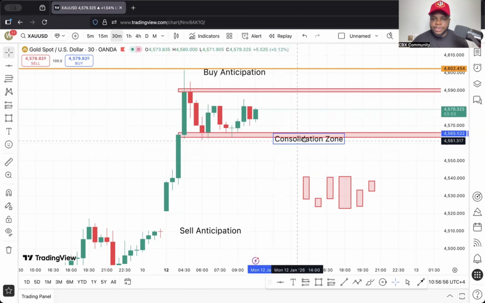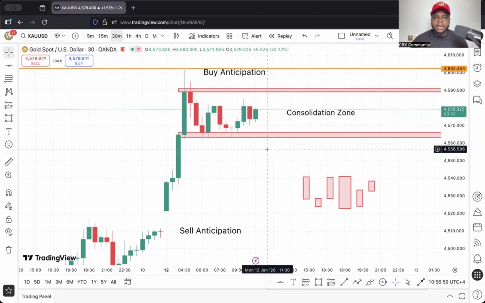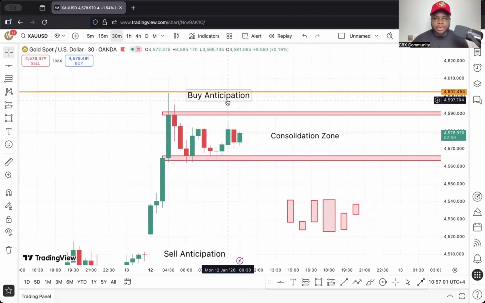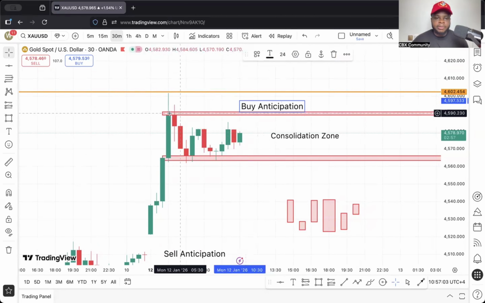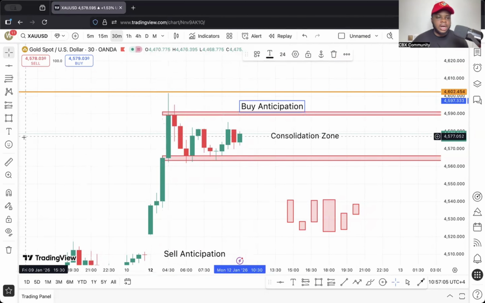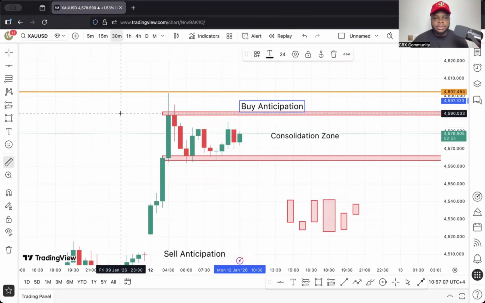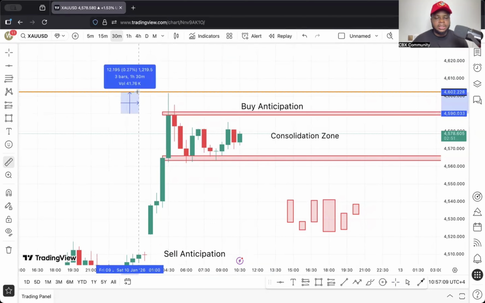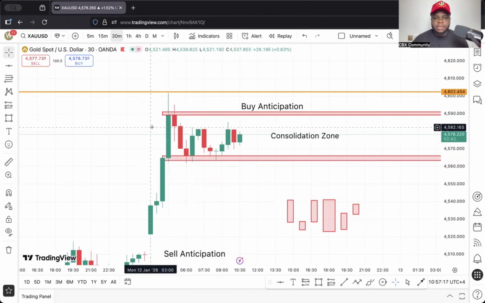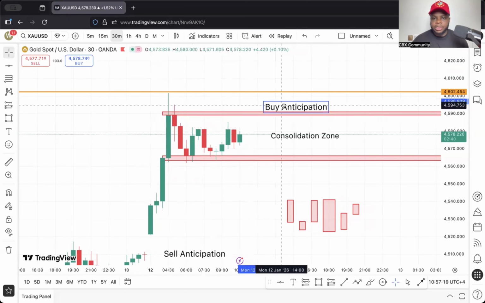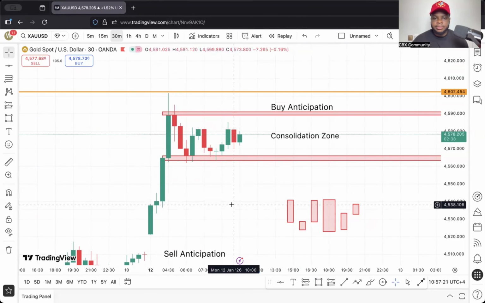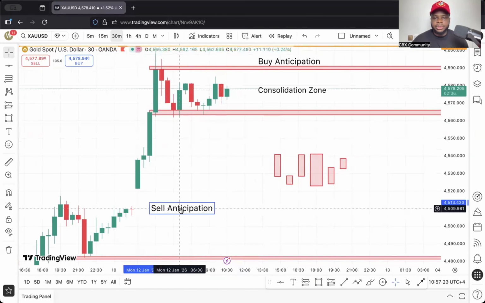So let's move this consolidation zone over here. Our buy anticipation will be here. Let's measure from this resistance zone up to the all-time high. So we are looking at a 120 pips range from the resistance to the all-time high. So let's put our buy position here. Then our sell position is here.